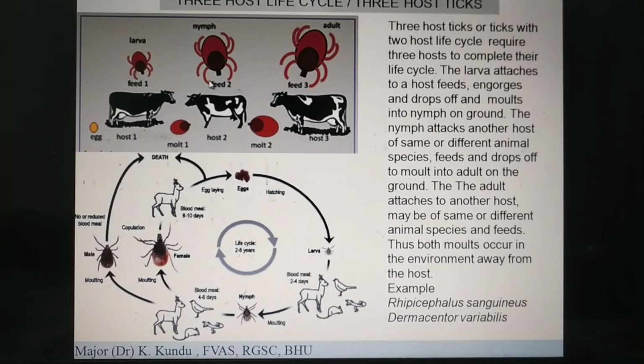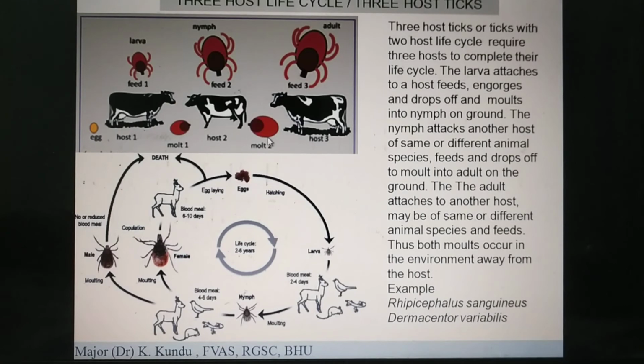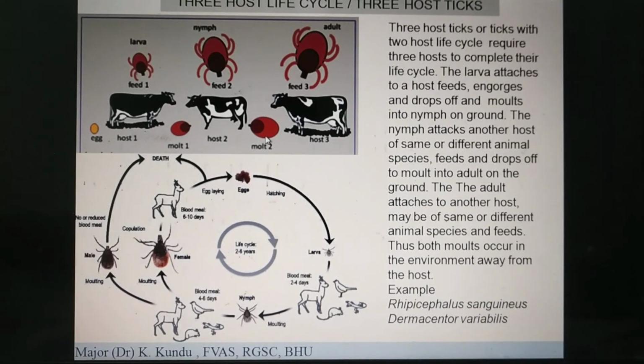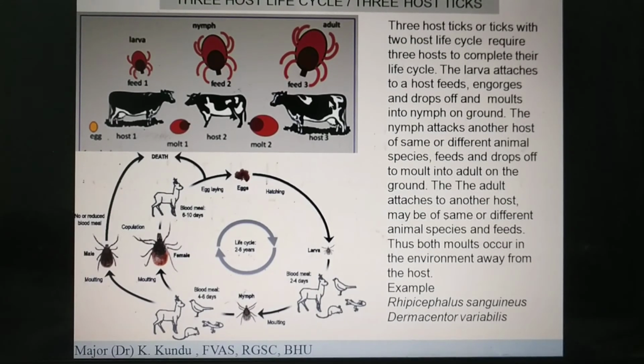The nymph now requires a second host. It feeds on the second host, it engorges, falls on the ground, the second molt takes place on the ground, and then after the second molt it forms an adult. Now the adult will attach to the third host.